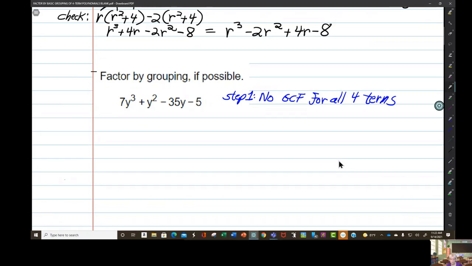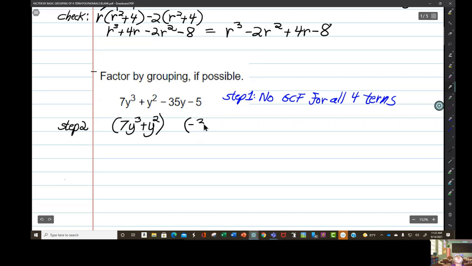Now I want you to watch carefully what I do. Here's step two. I'm going to take the first two terms and put them in parentheses. And I'm going to take the second two terms and put them in parentheses, including the minus sign.